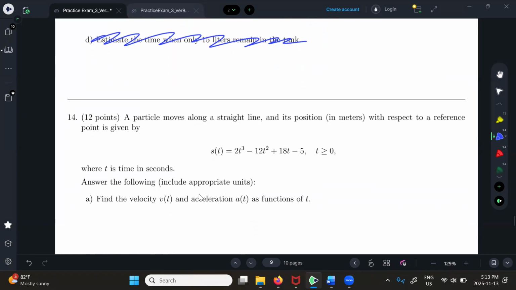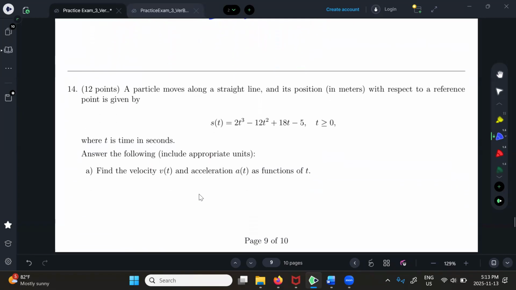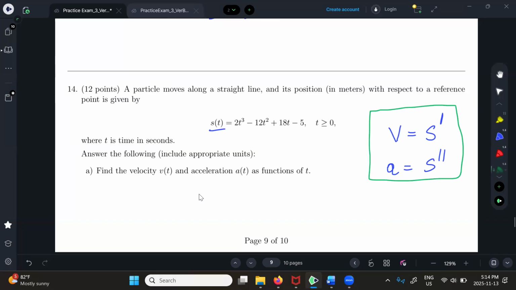Alrighty. Moving on, number 14. Now, do I use any integral, initial value or anything here in this question? No, right? So this is a question of good old derivatives. If I give you the position function, you know that the velocity is the derivative of position. Acceleration is the double derivative of position, okay? This is something we talked about in my lecture notes in 5.3.